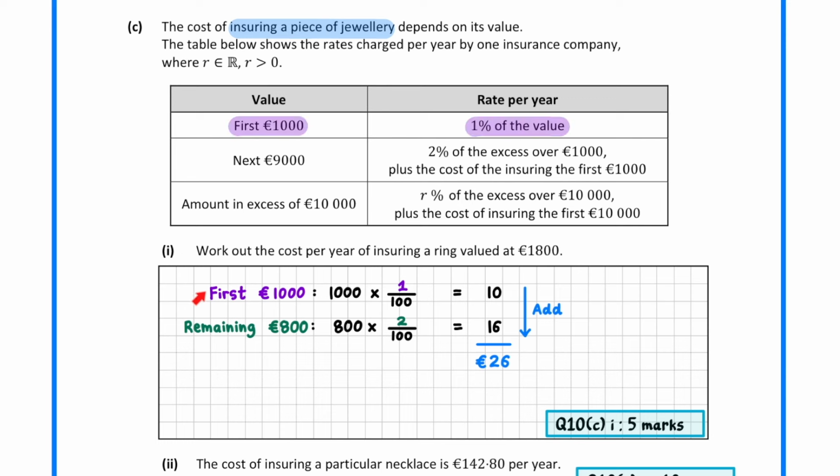The first €1,000 in value gets charged at 1%, which is 1 over 100 as a fraction. Multiplying 1,000 by 1 over 100 gives us 10. The remaining €800 gets charged at 2%, which is 2 over 100 as a fraction. Multiplying 800 by 2 over 100 gives us 16. To find the total cost, we add the 10 with the 16 to get a final answer of €26.